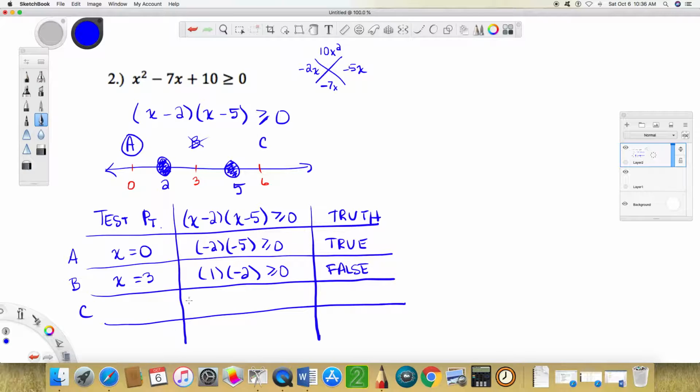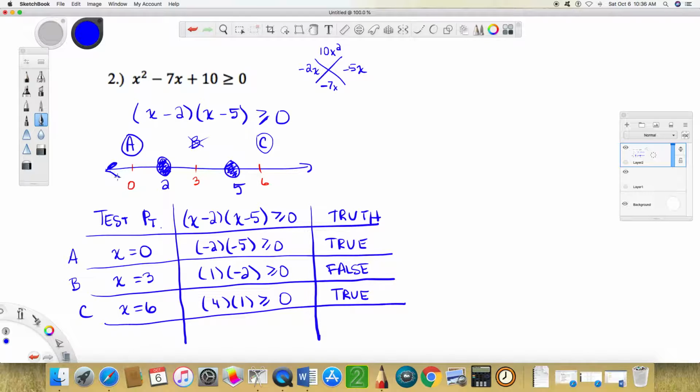Now in C, I want to use a test point of 6. 6 minus 2 is 4. 6 minus 5 is 1. 4 times 1 is 4, and 4 is greater than or equal to 0. That's a true statement, so I'm going to use that region in my solution set.